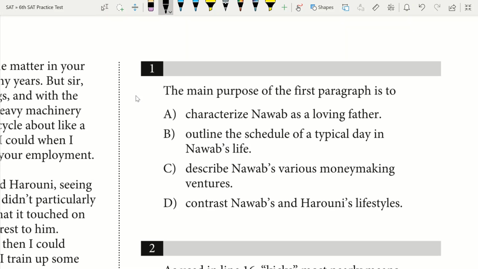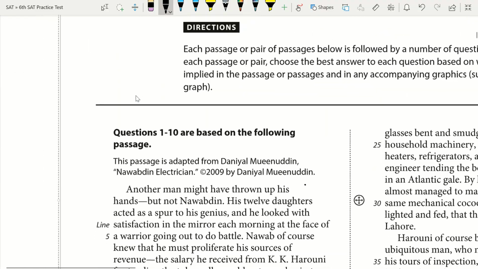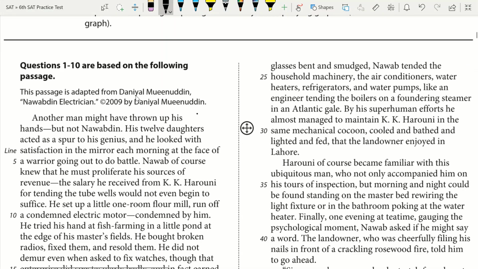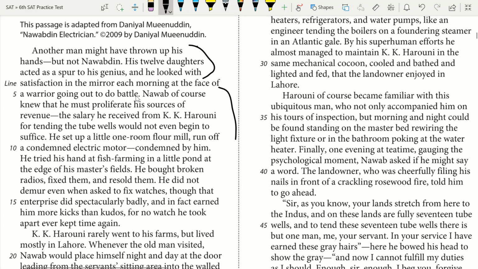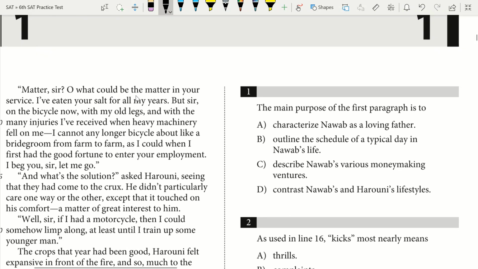If we really think about that first paragraph, we'll go there real quick. I'm going to zoom out a bit so you can see more. Okay, we see our first paragraph. We touch on him having his life at home with his 12 daughters, but that's only briefly. And then after that, we spend the rest of that first paragraph on all of his money-making ventures, right? Everything that he does to make money, how he's trying to proliferate his sources of revenue. So literally everything that he's doing to try to increase his income. So that's the main purpose of paragraph 1, to describe his various money-making ventures, all the ways he's trying to earn that income.